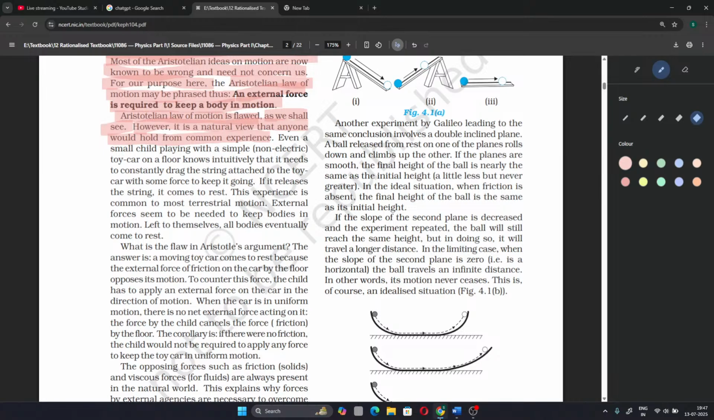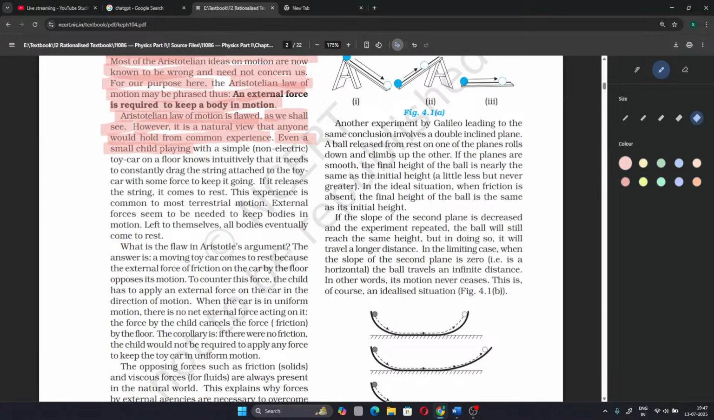When we push a skateboard or any kind of toy car on the ground, it will obviously come to a stop. It will not go on to infinity. It will come to a stop in a finite distance. So obviously people will think that we need to apply an external force to keep the body in motion. If we keep pulling the car, then it will be in continuous motion. That is common experience.